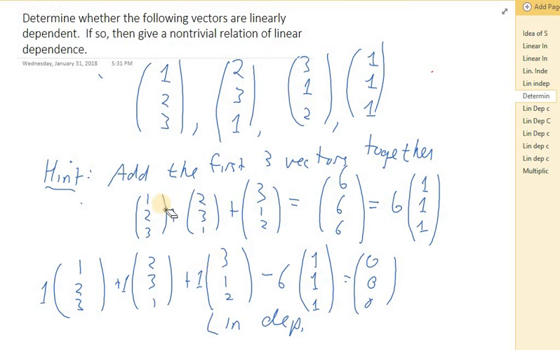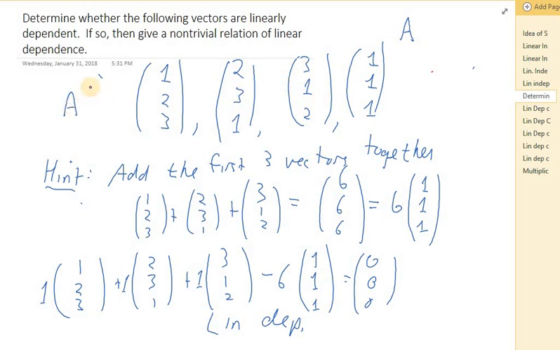Okay, here's a problem. Determine whether the following vectors are linearly dependent. If so, then give a non-trivial relation of linear dependence. Right? So here I have these three vectors. Now remember what we have to do here. In order to determine linear dependence, we have to create the matrix A from these columns and find out whether the REF has free variables.